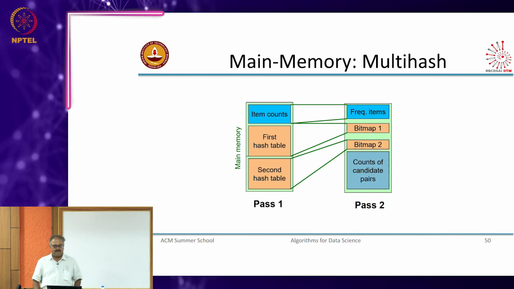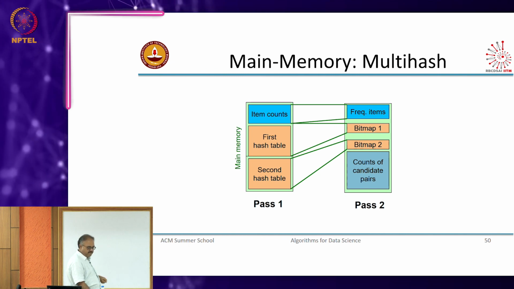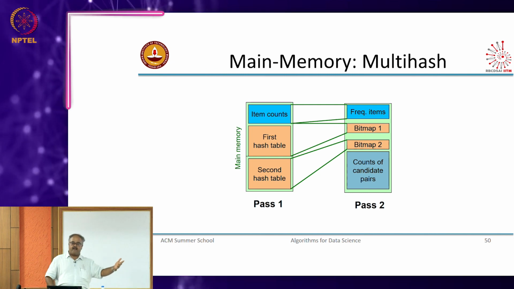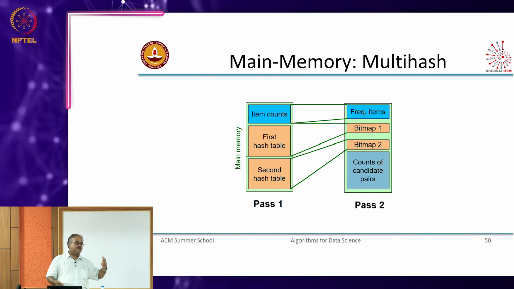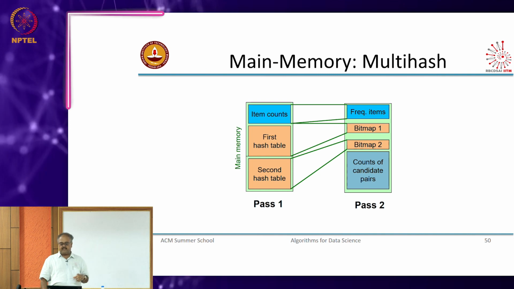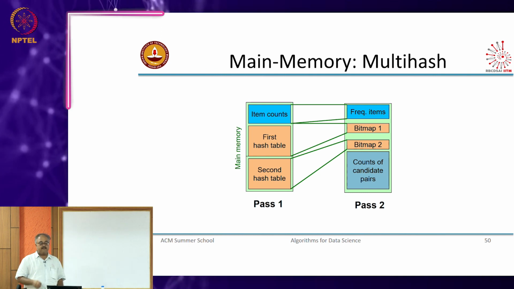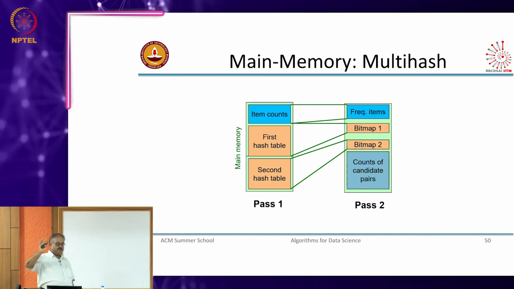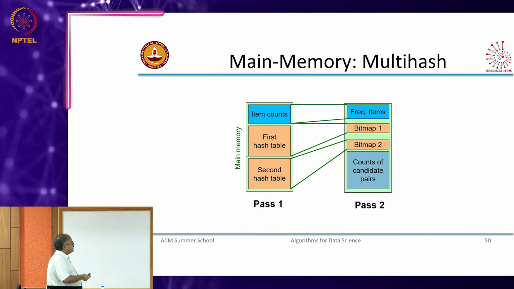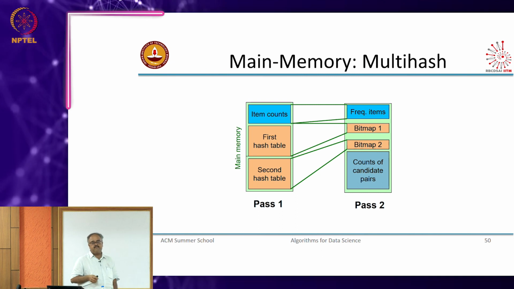Okay. So what you can do is in the very first pass itself, you can build two hash tables. Now the chance that an infrequent pair hashes into a frequent bucket on both hashes is small. Then for the second pass you build two bitmaps just like you had earlier. You can compress the first hash table into a bitmap, the second hash table into a bitmap, and that you can now use for filtering. So pass 2 will look like pass 3 of the previous algorithm.